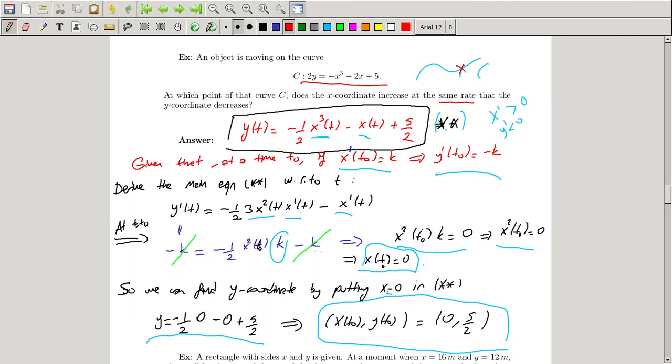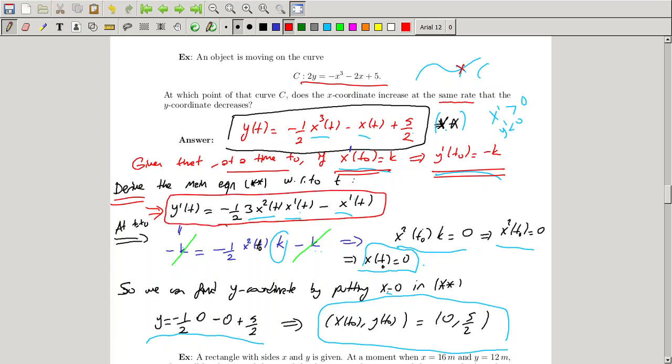Our main equation y of t is equal to, if you divide each side by 2, you get this double star equation. And it is given that at the time t0, if x prime at t0 is k, then y prime at t0 is minus k. Okay, if you write this relation, then everything will be easy. Then derive our main equation. Deriving the main equation gives us y prime of t is equal to that equation. So I have everything in this equation.